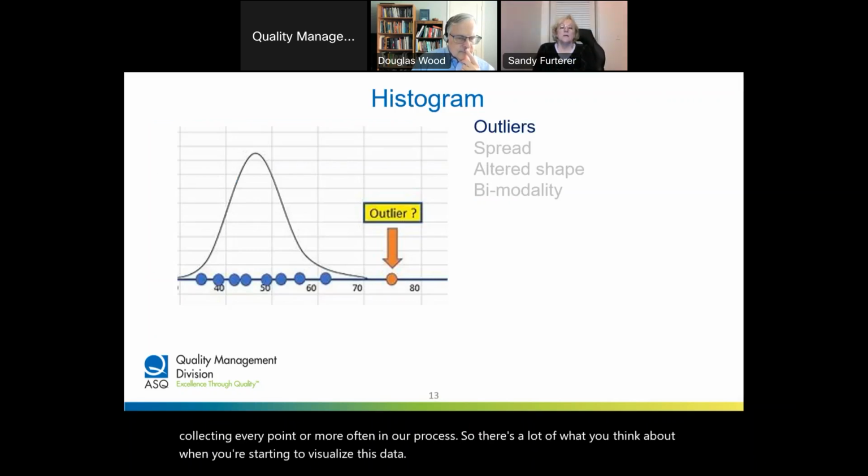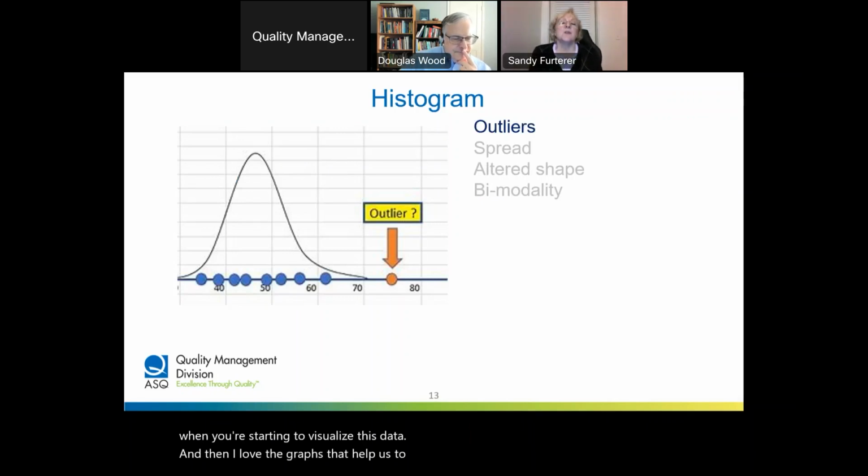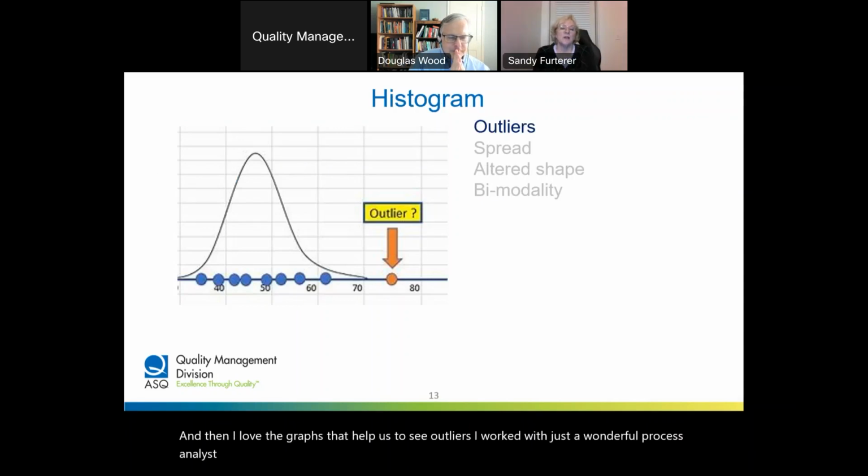And then I love the graphs that help us to see outliers. I worked with just a wonderful process analyst when I was in healthcare, and she's gone on to be this huge VP at a healthcare system, and done really well.